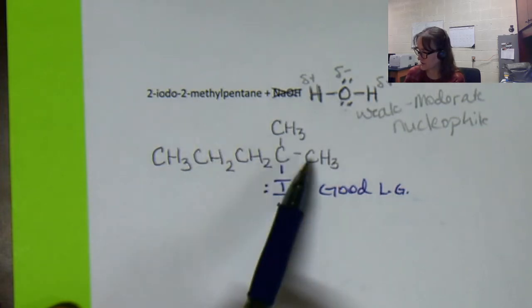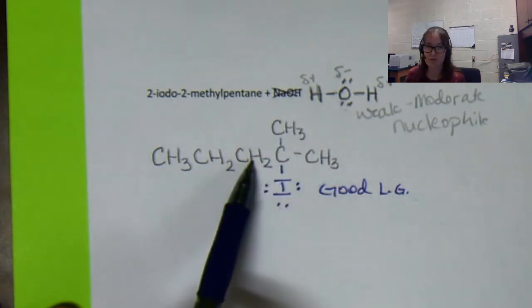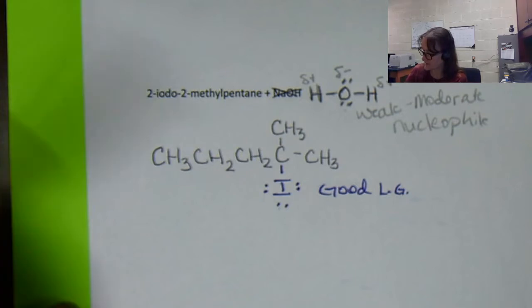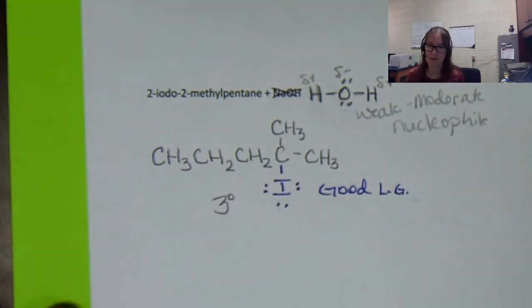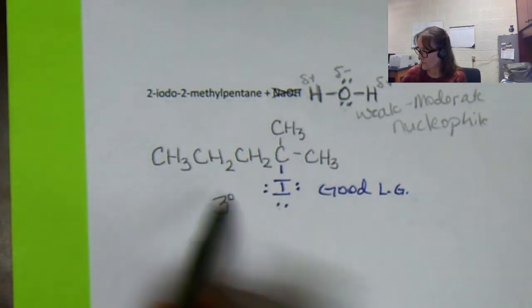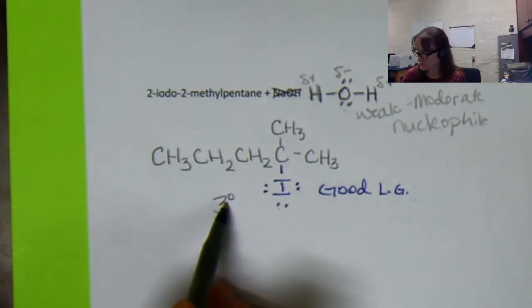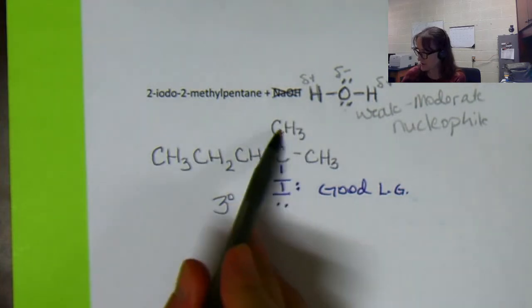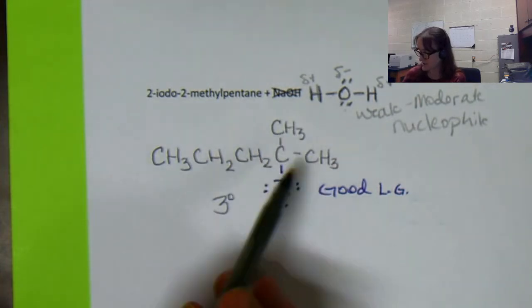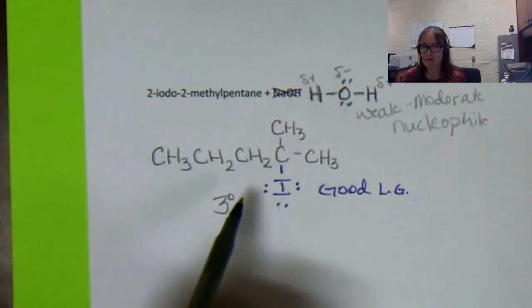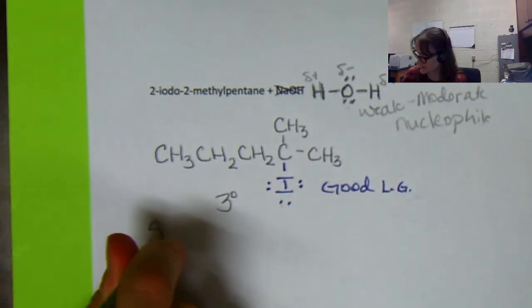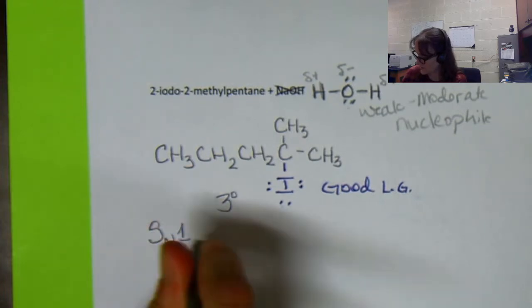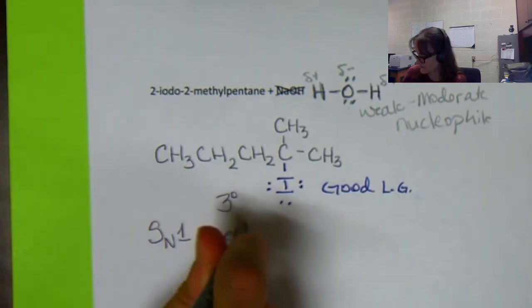And so this carbon is bonded to 1, 2, 3 other carbons. So this is tertiary. And when it is tertiary, the carbon is bonded to other carbons, and it's going to make the reaction occur via an Sn1 mechanism.